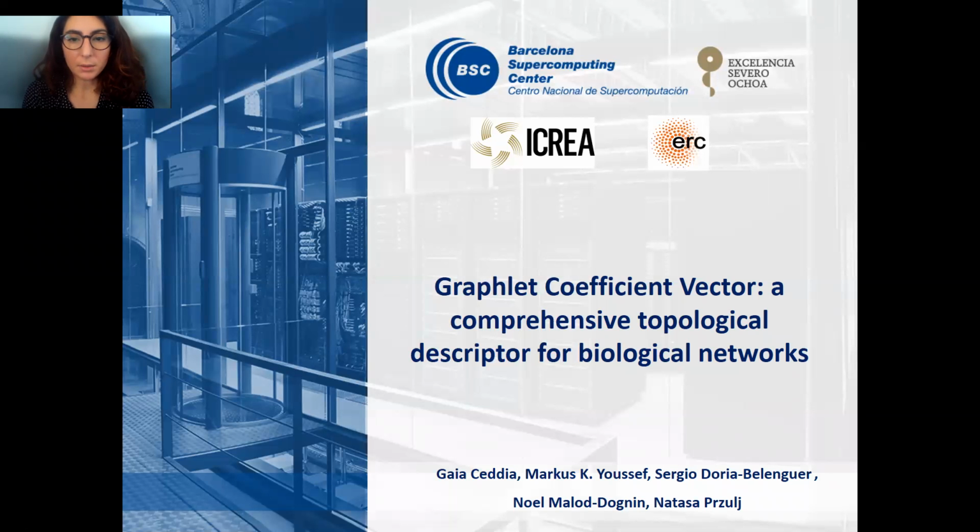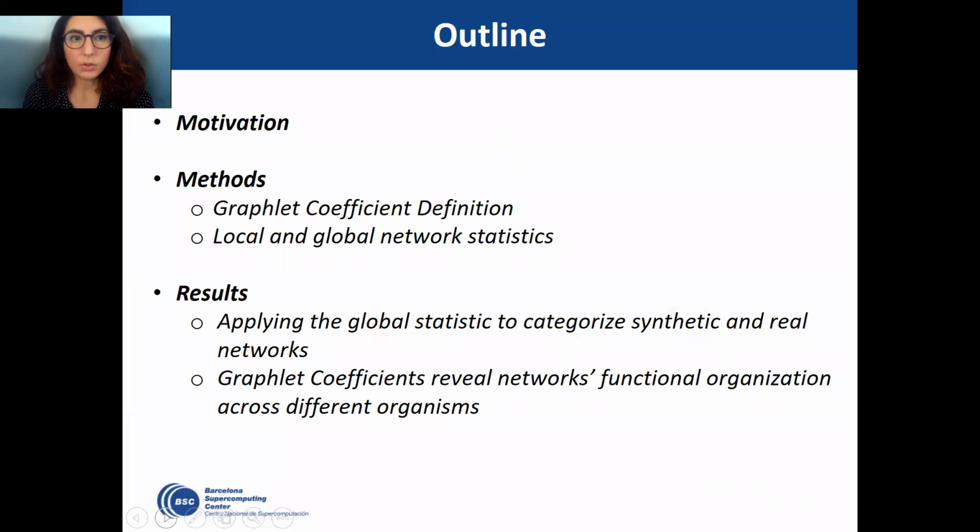Hi everybody, I'm Gaia Ceddia, and today we'll talk about my poster, Graphlet Coefficient Vector, a comprehensive topological descriptor for biological networks. So I will give you an outline. First, the motivation behind the definition of these new topological descriptors. Then I will talk about the methods, so the definition of Graphlet coefficient and the local and global network statistic based on this coefficient. And I will talk about some results we have about this.